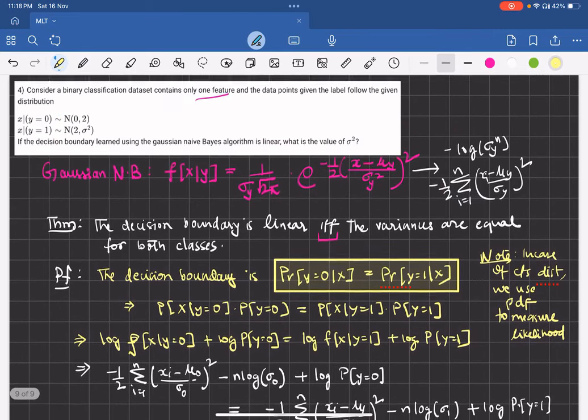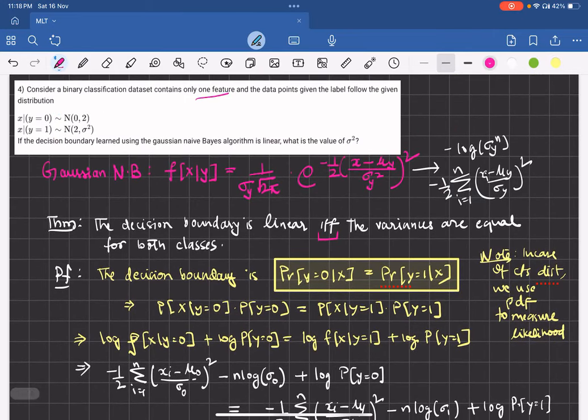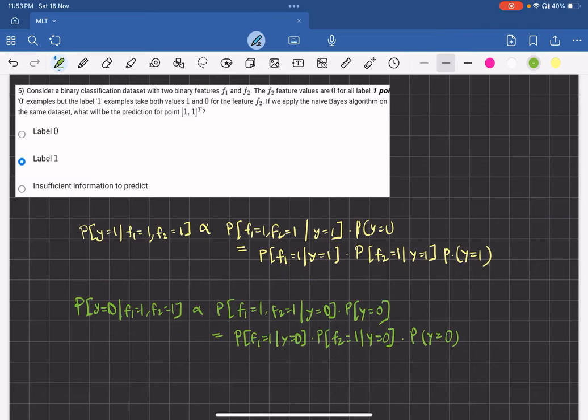Now let us apply this result here in our problem. So we can say that sigma square will be equal to 2, because we want both the variances to be equal. Here we have another binary classification problem with two binary features, F1 and F2. Again, they are binary features, which means F1 and F2 can take values 0, 1. Another thing which is given is that the F2 feature values are 0 for all label 0 examples, but the label 1 examples take both values 1 and 0 for the feature F2. Let me write that down explicitly.